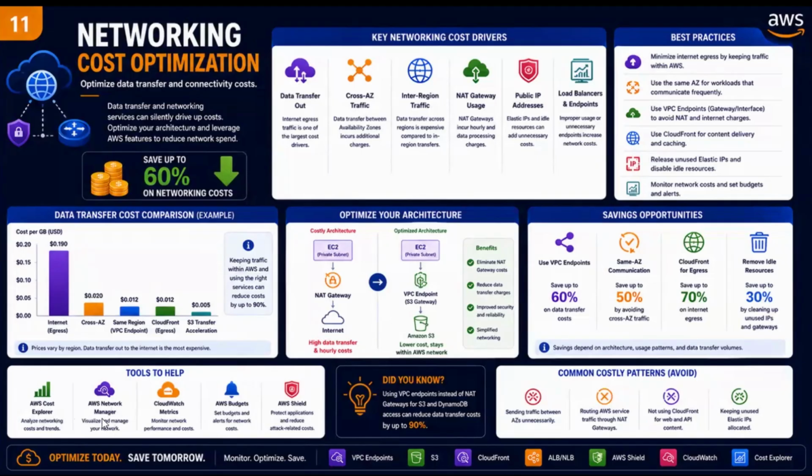So the tools that help with network cost optimization are again AWS Cost Explorer, AWS Network Manager, CloudWatch metrics, AWS Budgets, and AWS Shield, which protects the applications and reduces attacker-related cost. Also, common costly patterns to avoid are sending traffic between edges unnecessarily and routing AWS service traffic through the NAT gateway. Not using CloudFront for web application and API content, and keeping unused Elastic IPs allocated, means you get more cost spending in this part.